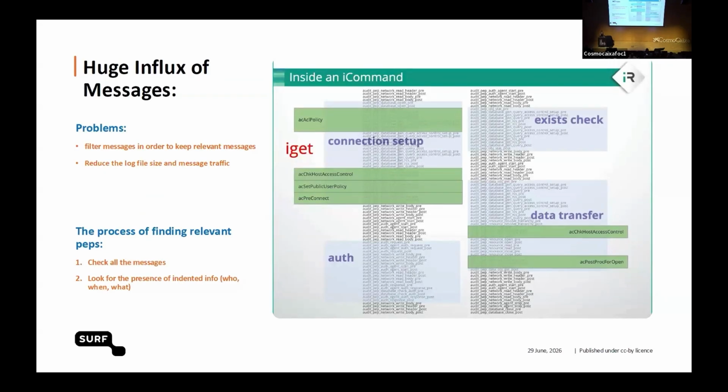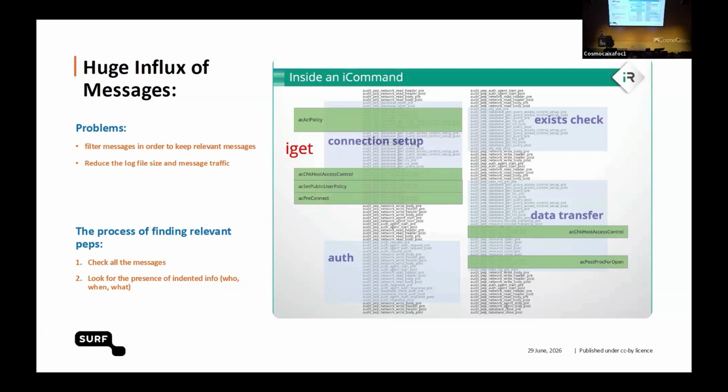We have the problem of a huge influx of messages. I hope that you remember from yesterday's presentation as well. That was a problem there as well. This image that I have put is basically from the iRODS consortium. Here it's mentioned how many PEPs are going to be sent for a simple iget.